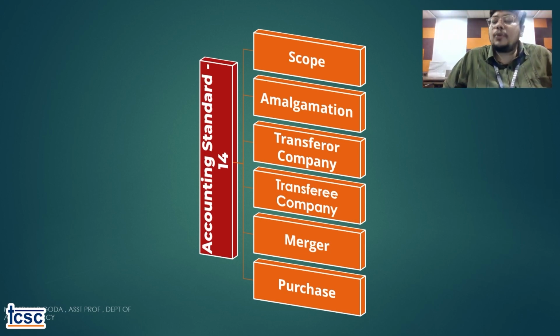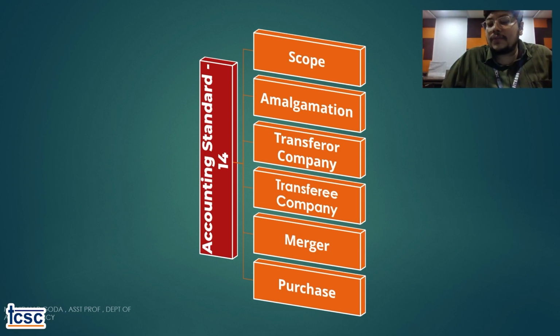So accounting standard 14 states about amalgamation. Amalgamation is nothing but it includes merger also. Now, what is merger? In the next point, we will be taking up that particular part. Transferor company is nothing but a vendor company. And transferee company is nothing but a purchasing company. Suppose A and B are two companies. A takes over B Limited. So A becomes a transferor company and B becomes a transferee company.